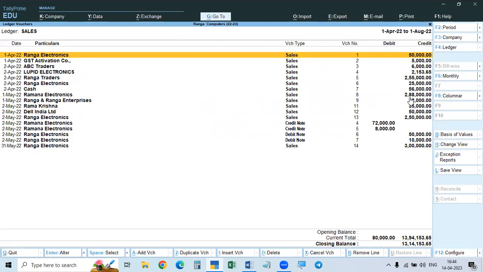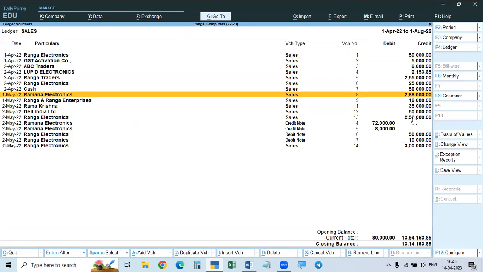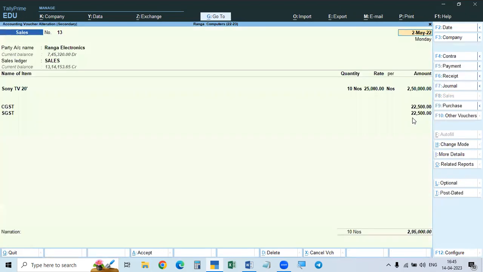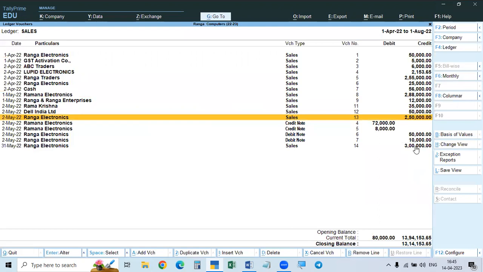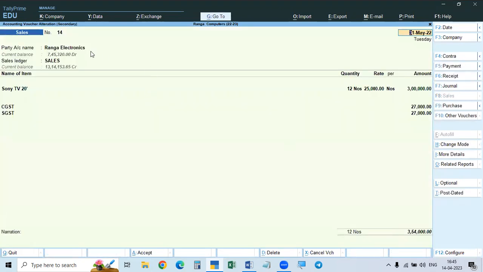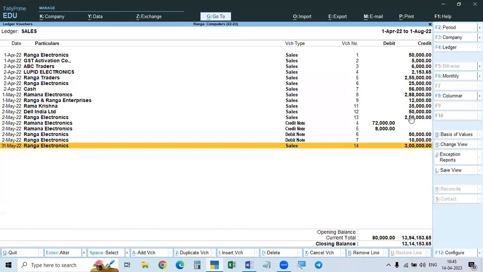Ranga Electronics, 2nd May. Acha. 2nd May, there is 1 bill, Sony TV. That is number 13. And here again he purchased. Here it is 14. 13 and 14. So there are 2 numbers. One is 2nd May. Another one is 31st May. Okay. Bill numbers are 13 and 14.